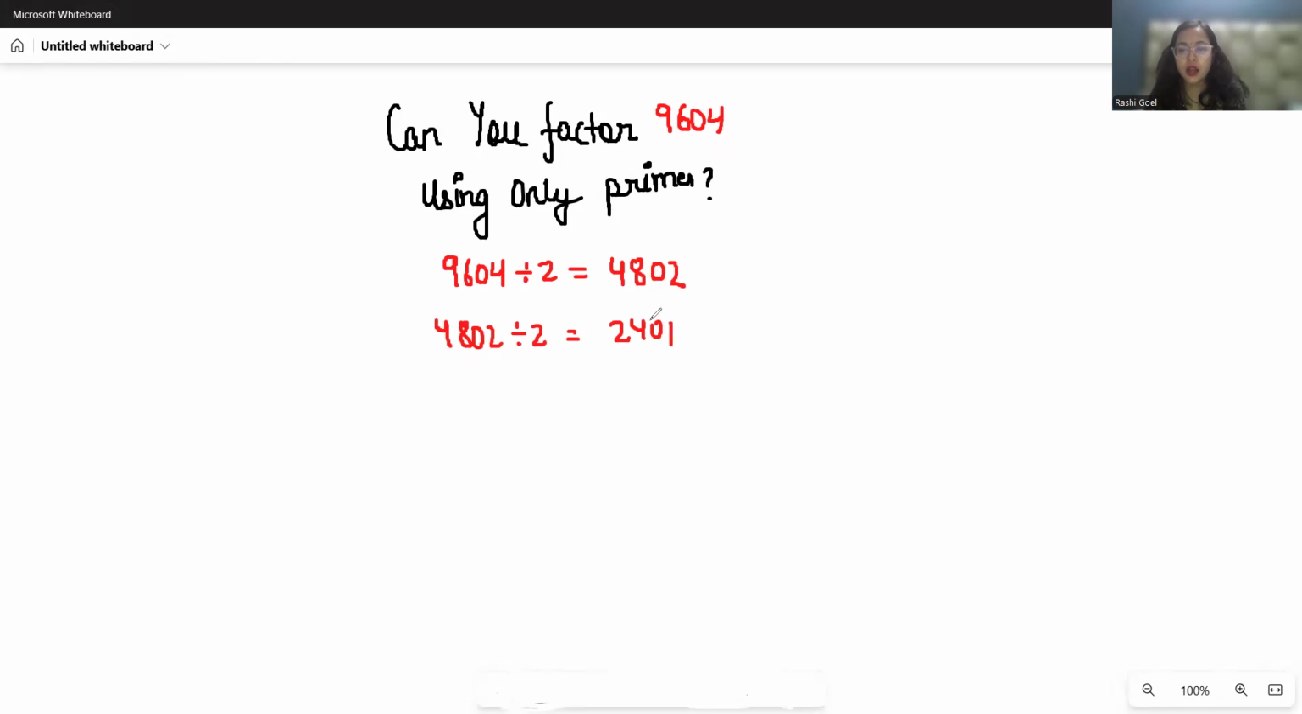Now the next prime number is 3. When we add the digits, we get 7, that is not a multiple of 3. So we will move to the next prime number, that is 5. It's not ending with 0 or 5, so we will skip it.